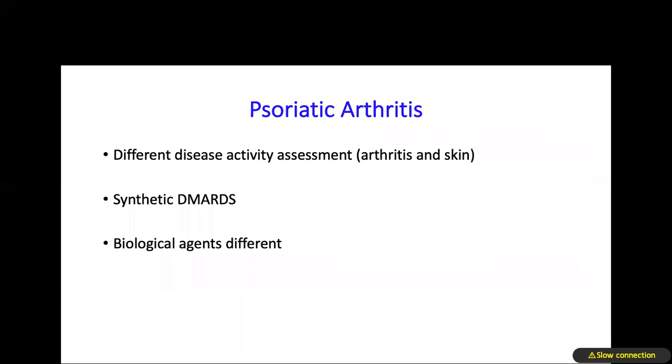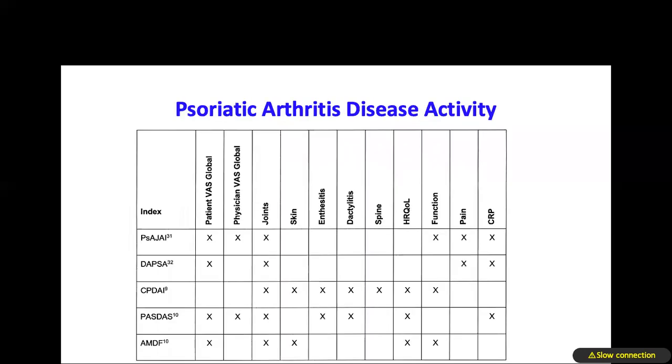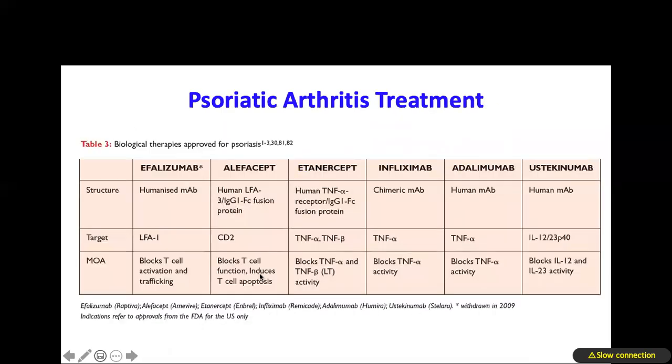I just wanted to tell you 2 slides about psoriatic arthritis. Similar kind of process of management. I won't discuss it in detail, but there the disease activity of the arthritis and the skin are assessed by 2 categories of scores, and similar synthetic disease modifying drugs are used. These are the psoriatic disease activity indices. No need to remember that. This is just for you to know.